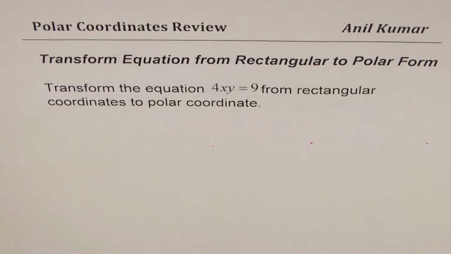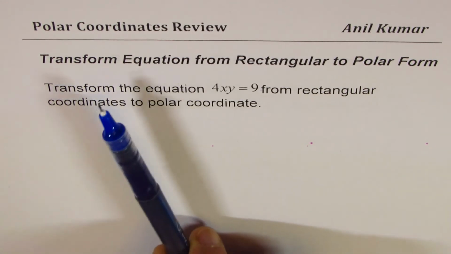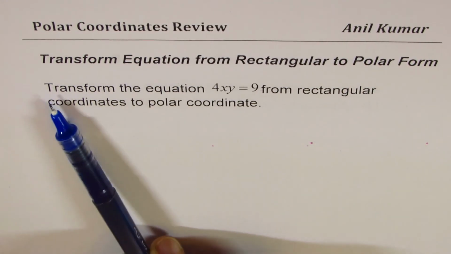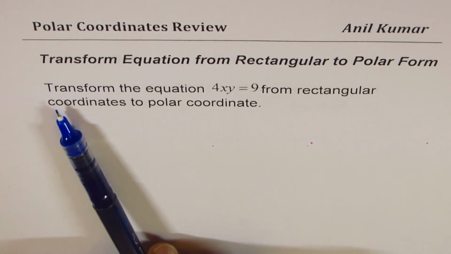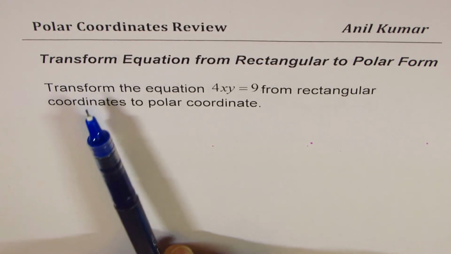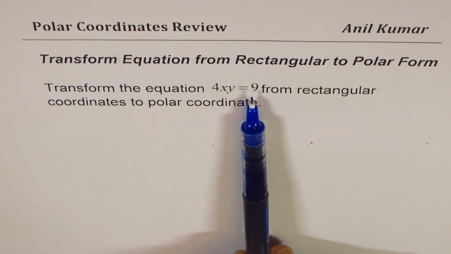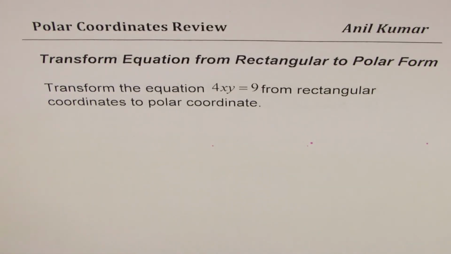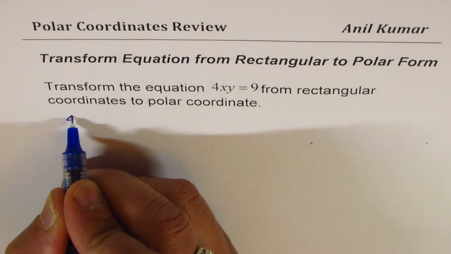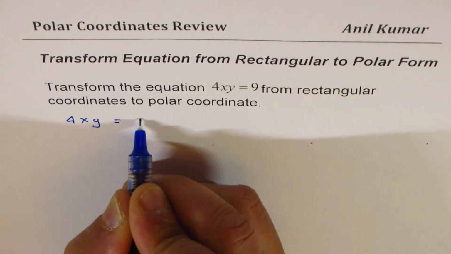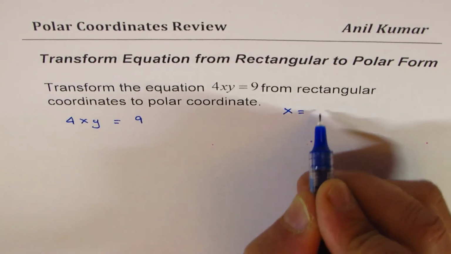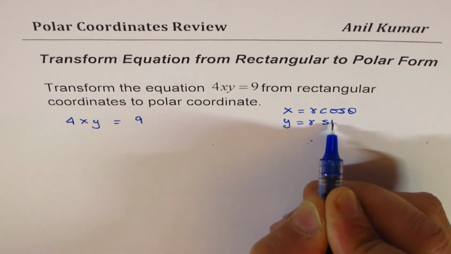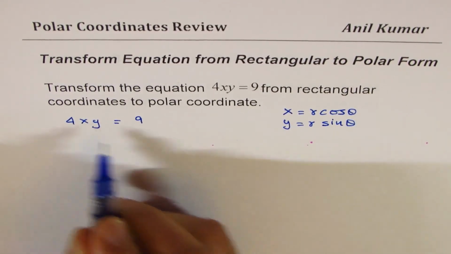So now here we have the exercise which says transform equations from rectangular to polar form. Okay, so we did a part of it in the previous exercise. The question here is transform the equation 4xy equals 9 from rectangular coordinates to polar coordinates, correct? So we have 4xy equals 9, and you know what x is? X is r cos theta and y is r sine theta, correct? So let's replace x and y with that.